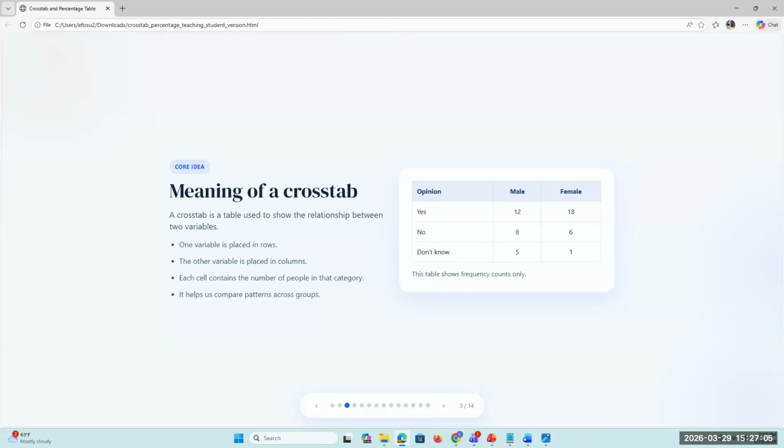So you see a table on the screen, right? The table shows counts only. Let's look at that. We have rows and columns. In one breath, what do you see on the table? There's nothing like a wrong or right answer. I just want to know, in one breath, what do you see? I see the opinions of people, where we have yes, no, and don't know.